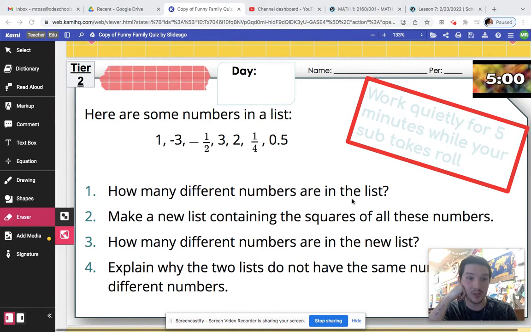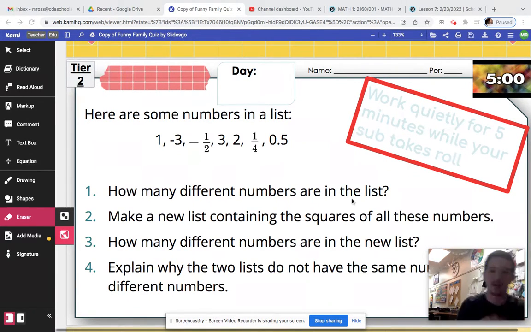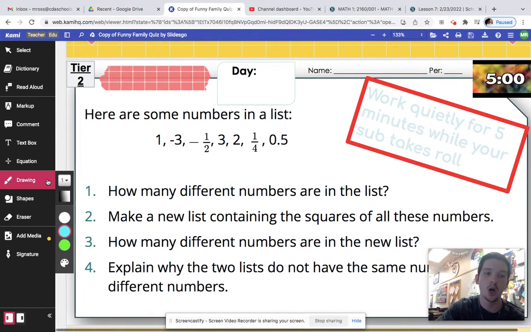So, your opener for today says, here are some numbers in a list. You have 1, -3, -1/2, 3, 2, 1/4, and 0.5. So, let's go through these. It says, how many different numbers are in the list? And y'all, please don't overthink this. All you are doing is counting.